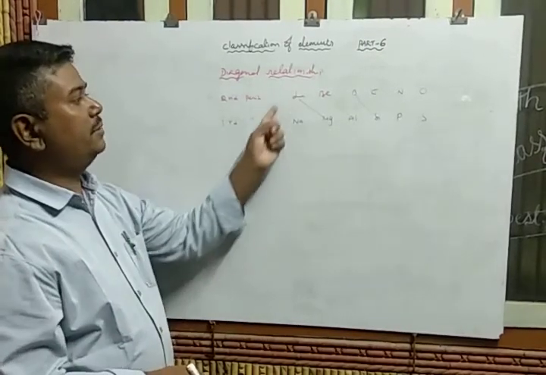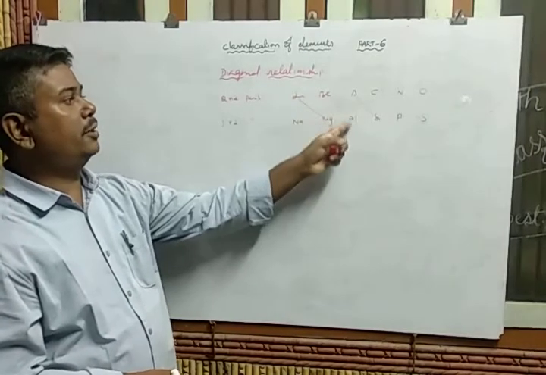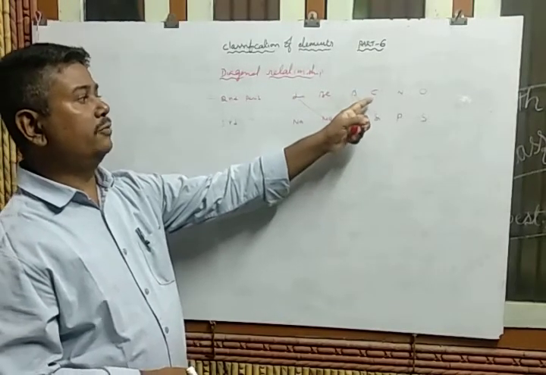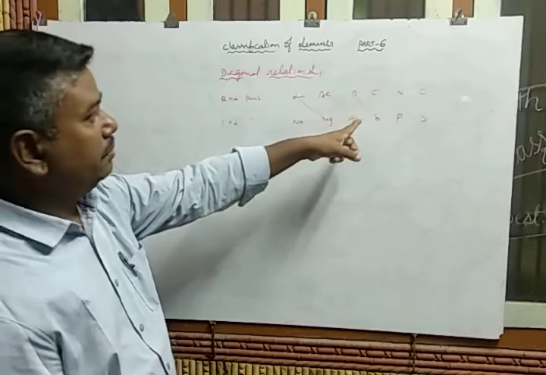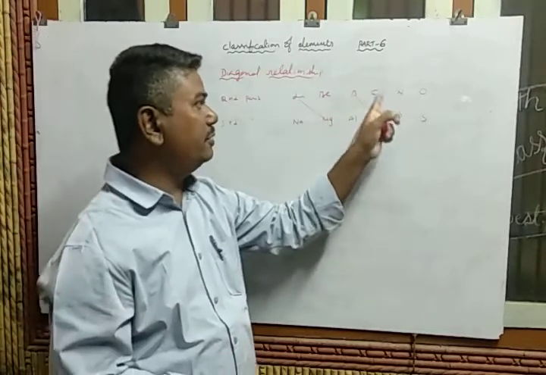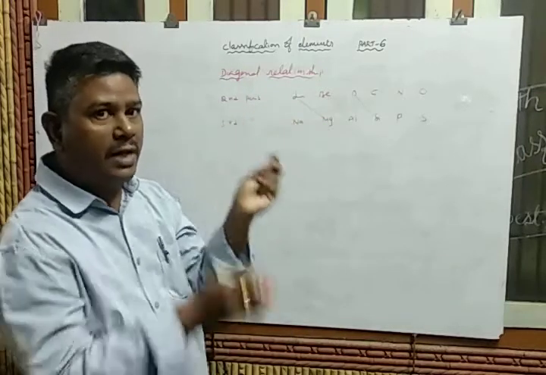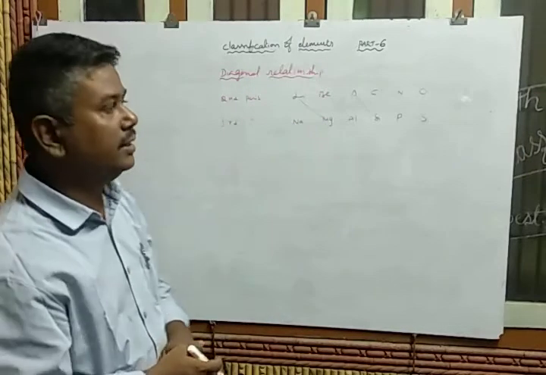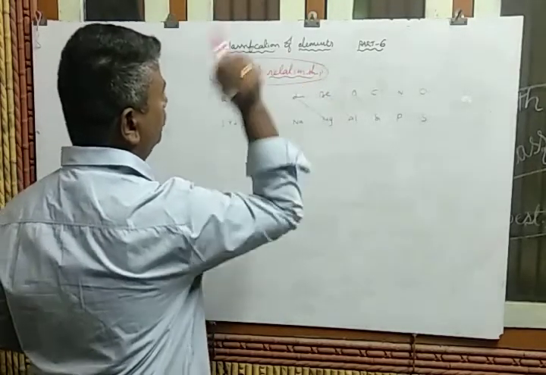These diagonal elements are similar in properties: lithium and magnesium, beryllium and aluminum, and boron and silicon. From carbon, the fourth group element, it doesn't appear, because it does not show a diagonal relationship with phosphorus. Only some elements show similarities diagonally, so that relationship is called the diagonal relationship of the elements. Clear?